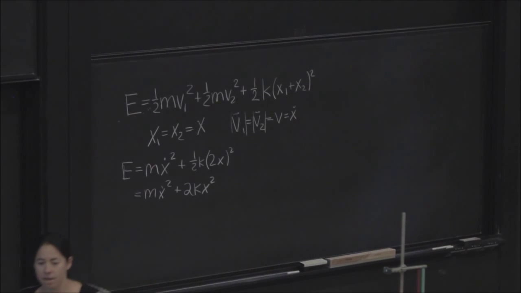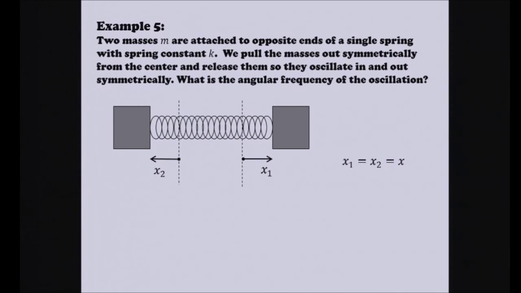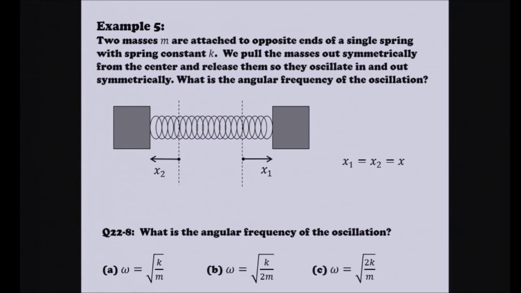Right? Okay, so now I've got you set up. Remember, we're going to set d dt equal to 0. So I want you to work ahead of me here. What is going to be the angular frequency of this oscillation?